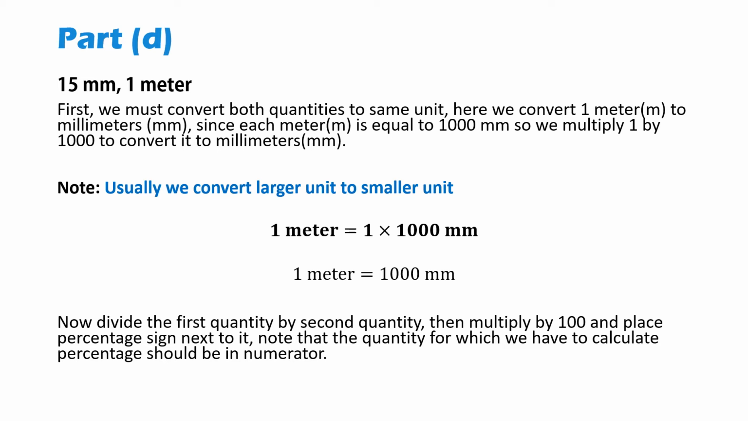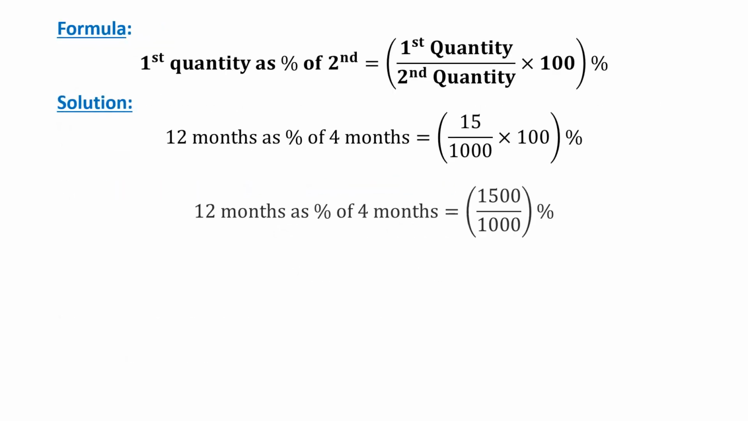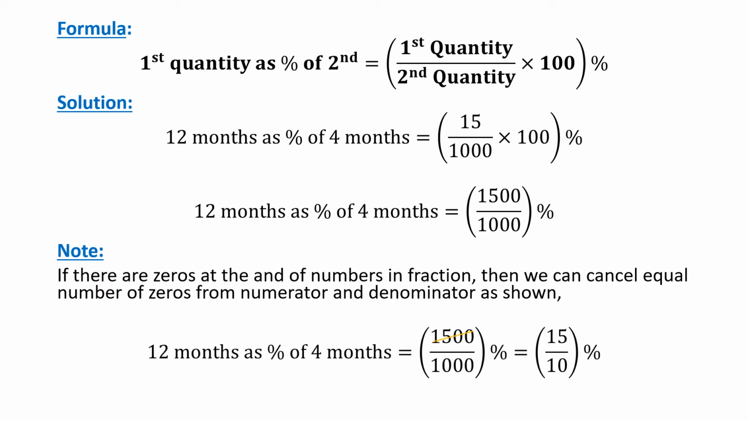Now divide the first quantity by the second quantity, then multiply by 100 and place a percentage sign next to it. Note that the quantity for which we have to calculate the percentage should be in the numerator. Then substitute the values of the first and second quantities in the formula and simplify as shown. After simplification we have 15 upon 10%.